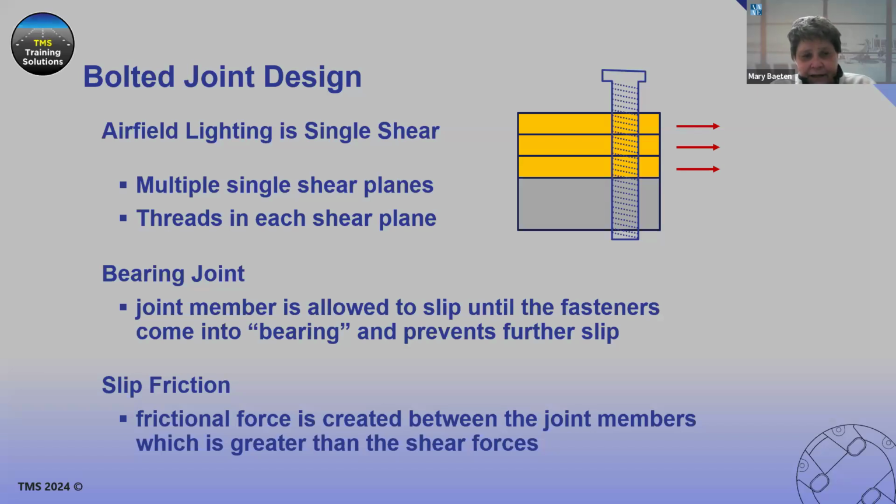Being a shear joint, it can become a bearing joint or a slip friction joint. In a bearing joint, the members are allowed to slide or slip until they come in contact with the bearing surface, which in our case is the bolt, and that prevents further slip. Or it can be a slip friction joint, in which case we need to create enough frictional force between the vane surfaces of the joint members so that the friction overcomes the shear forces that the bolted joint is exposed to. Next.